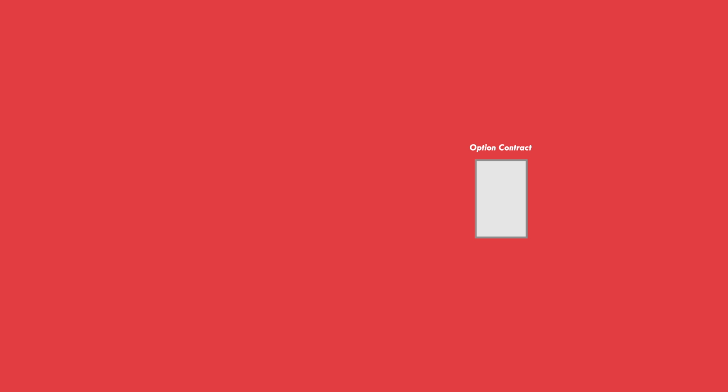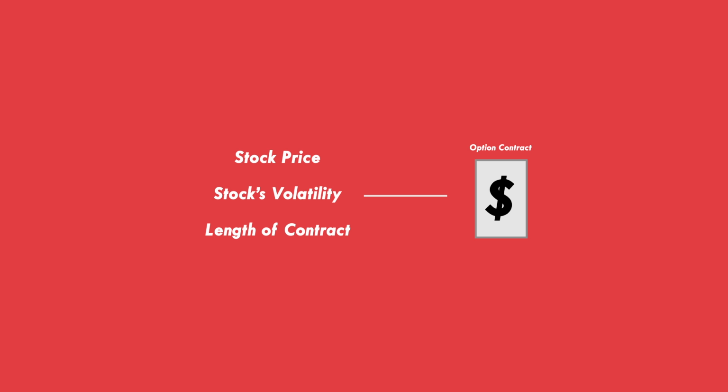Now, to understand options, the first thing you need to understand is that they are a derivative of the stock. So this means that the stock's current price, the stock's volatility, and the time that the option has until expiration all affect the value of the option, because an option contract is a piece of paper that has value, just like a stock has value.